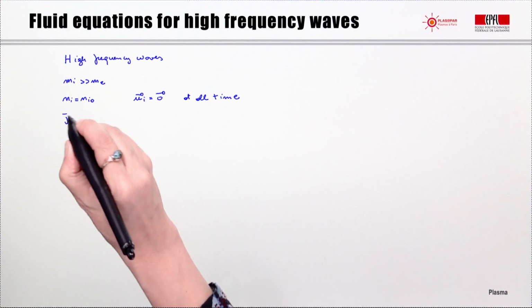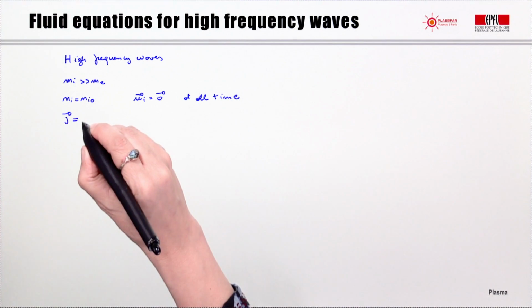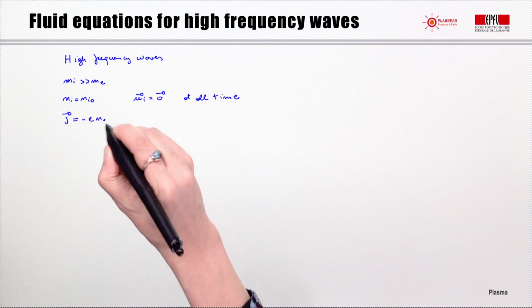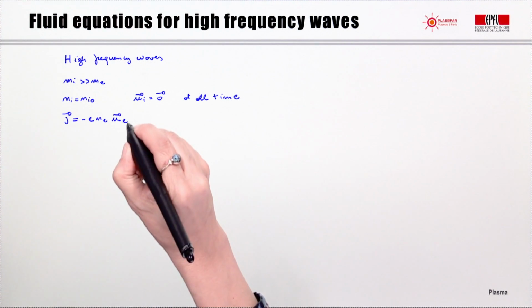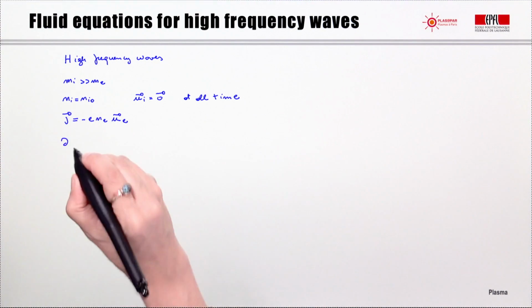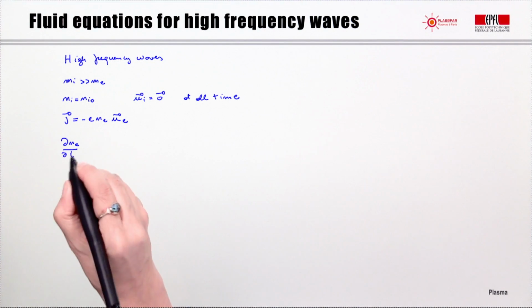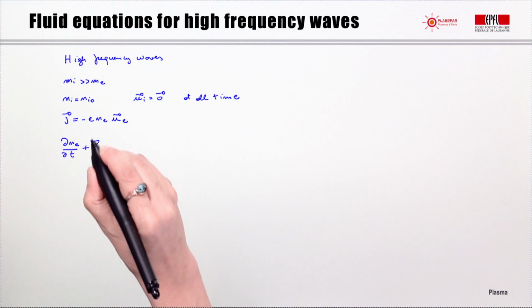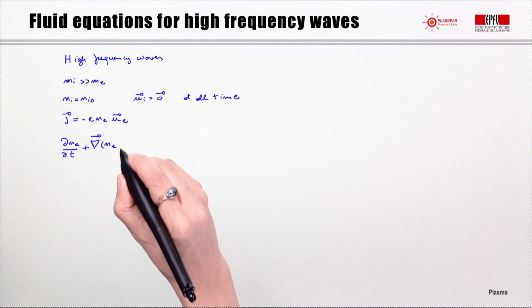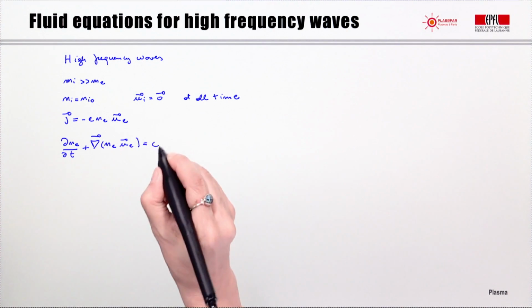In this situation, we can write again the current that now will just be a function of the electron density and the electron velocity. In order to describe the propagation of the waves, we now need to write the equations for the evolution of the electron density and the electron velocity. This is given by the fluid equation.